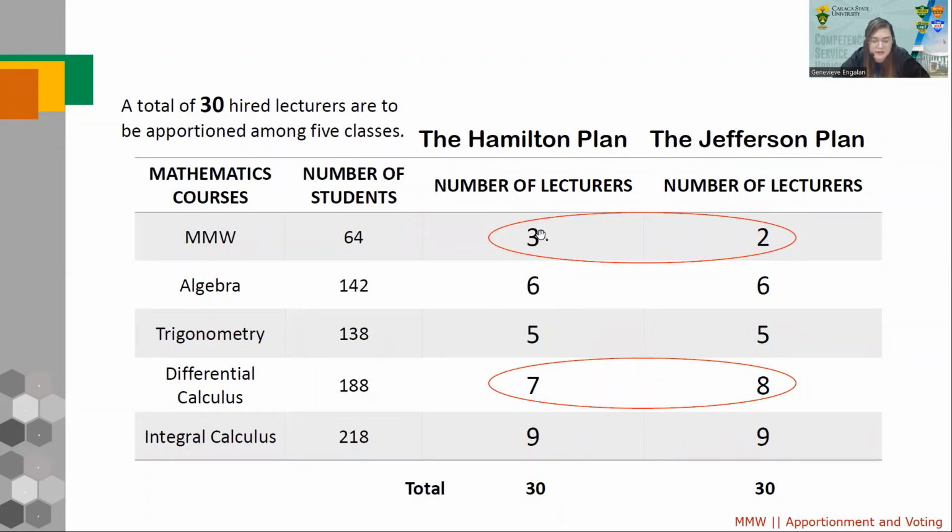sa Hamilton plan, we have 3, 6, 5, 7, 9. Sa Jefferson plan, we have 2, 6, 5, 8, and 9. Okay. So, kalahian lang dere ang sa Jefferson, duha ra iyang i-assign sa MMW, while sa differential calculus is 8 niya, compare dito sa Hamilton plan na 7 sa differential calculus. Sa MMW tulo.